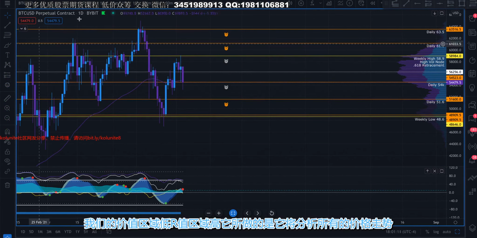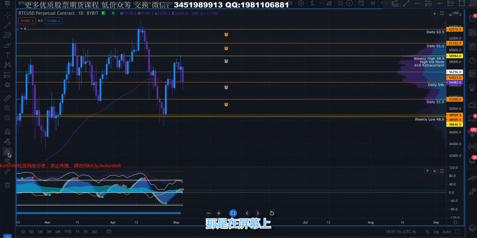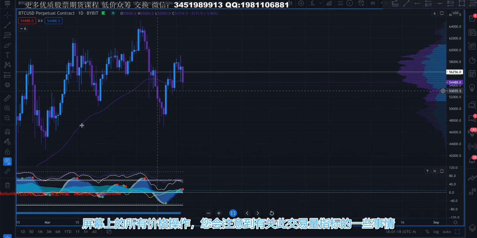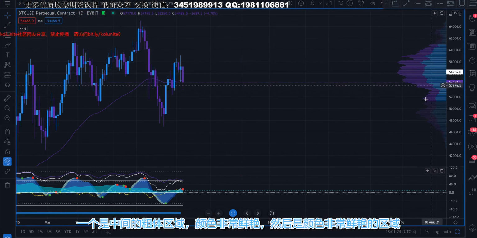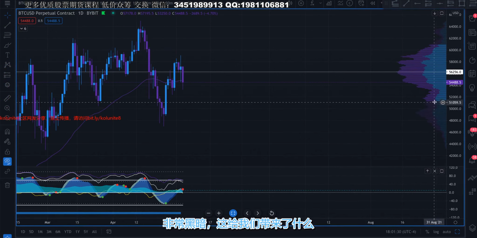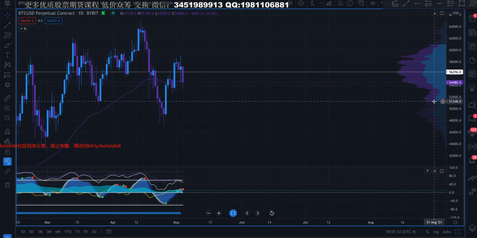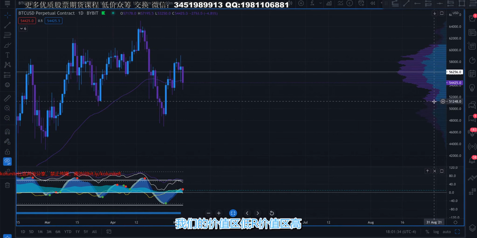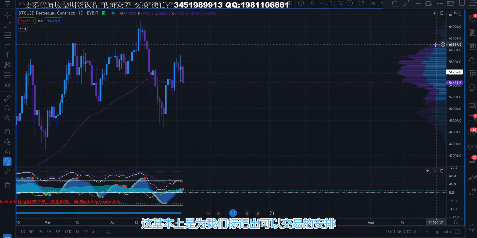What it does is it will analyze all the price action that's on the screen. You will notice a few things about this volume indicator. One, it has the bold area in the middle where the colors are very bright, and then it has the area where the colors are very, very dark. This is giving us our value area low and our value area high. This is basically marking out for us a range that can be traded.